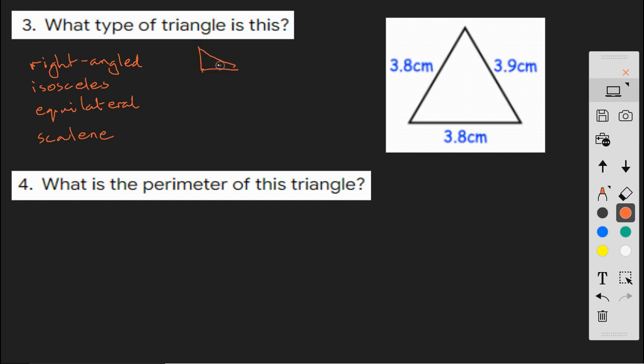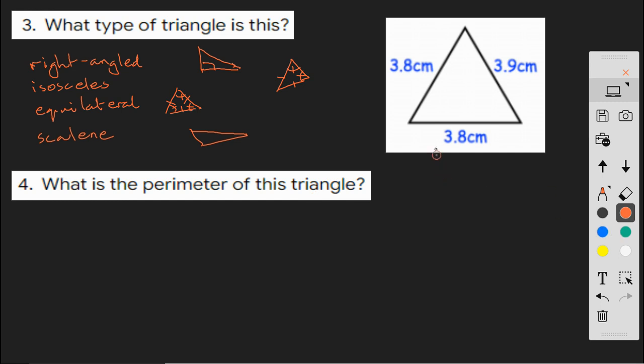So the right angled triangle has a right angle in it. The isosceles triangle has 2 sides which are equal and 2 angles that are equal. Don't forget the angles. Our equilateral triangle has 3 sides and 3 equal angles, and our scalene triangle is a triangle that isn't any of those others.